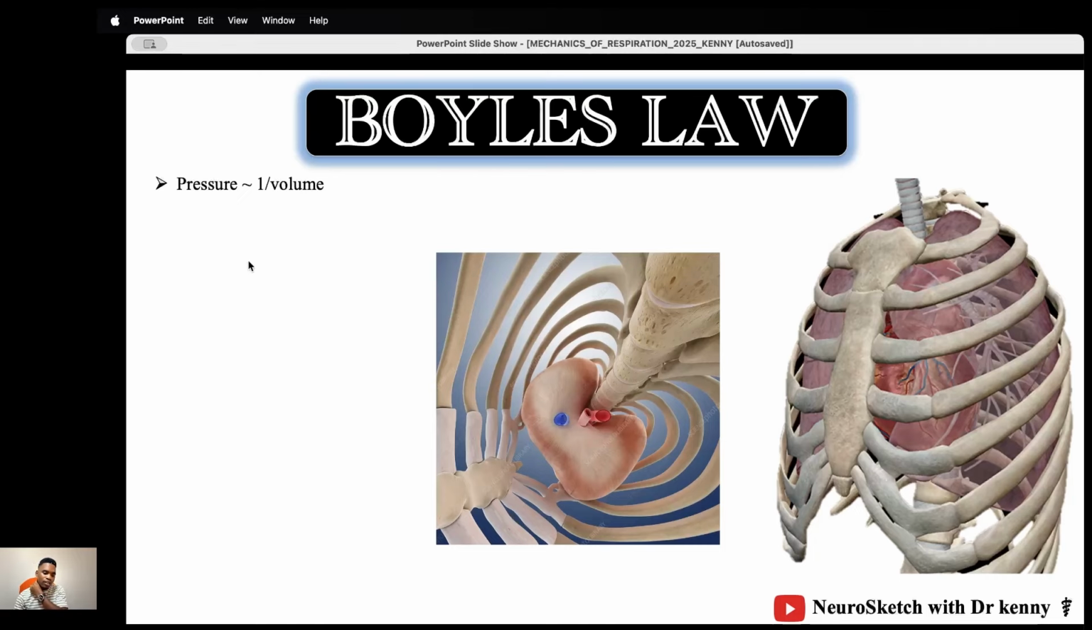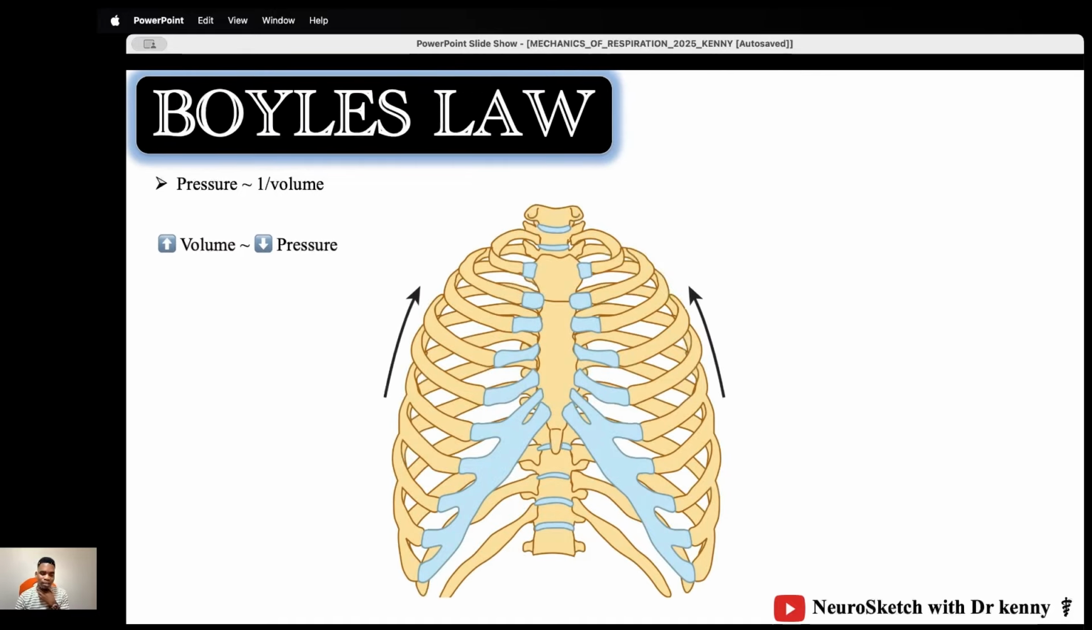According to Boyle's law, the pressure is inversely proportional to volume. This means that whenever the pressure goes up, the volume goes down, and the other way around is true. When the volume goes up, the pressure goes down. Is it really significant? Is it really important to our case? Yes, it is, because according to Boyle's law, when the volume goes up, the pressure should go down. So if we have an increase in the volume of the thoracic cavity, or intrathoracic volume, the intrathoracic pressure goes down.